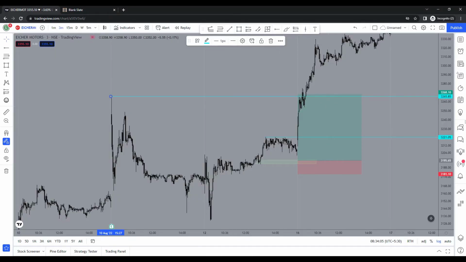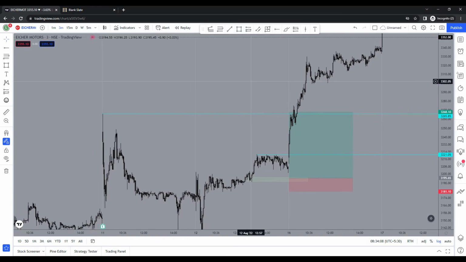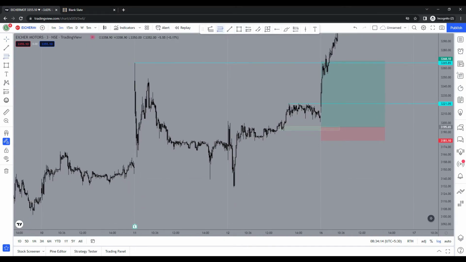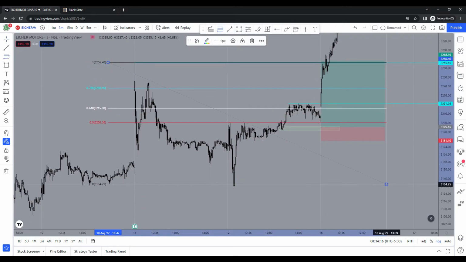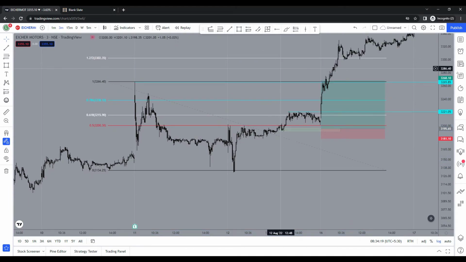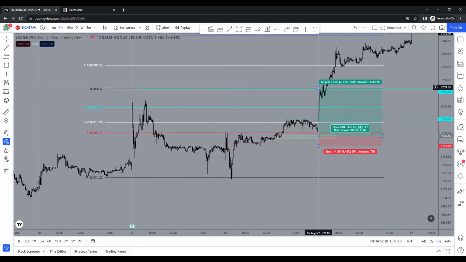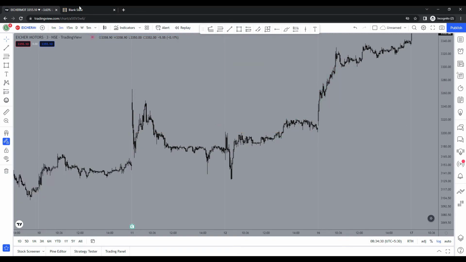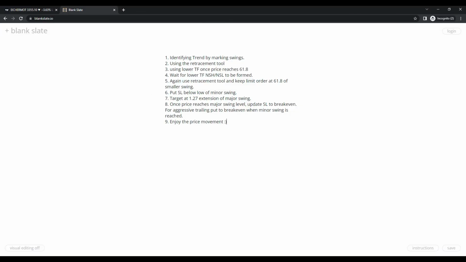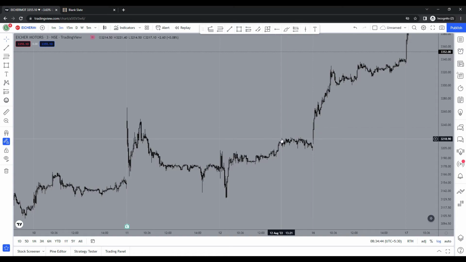Now let's look at the target point. Target point, as I have already shown, is a simple measurement of a one-to-one swing, or you can do something like this as well. It will come at the 127 extension of the previous swing. So this is how targeting will be done, right? Okay, this is the break even step, and for aggressive trailing, you need to put the break even when you are reaching the previous smaller high, this one.